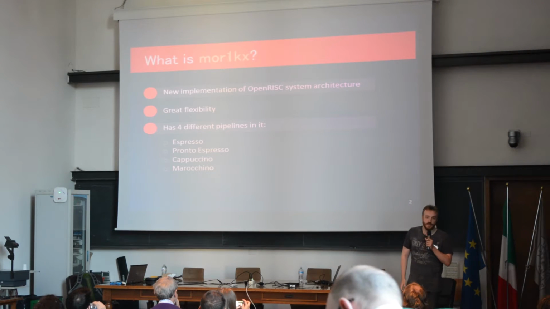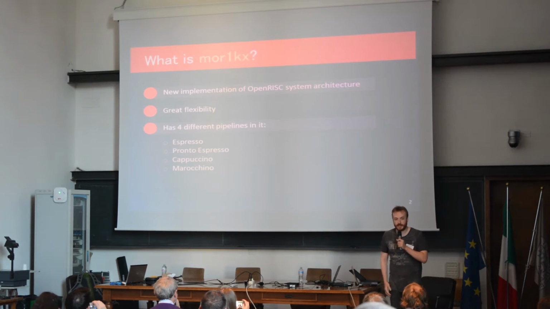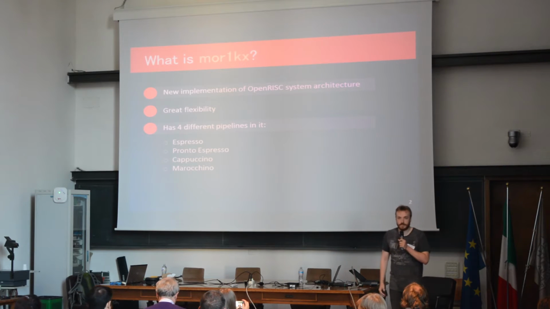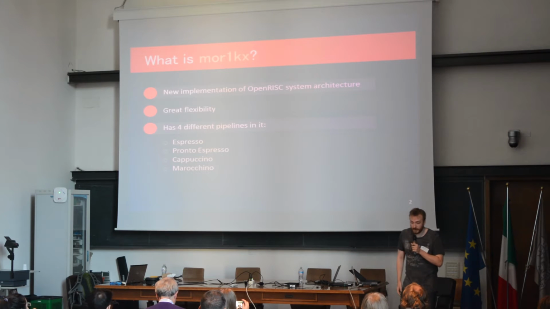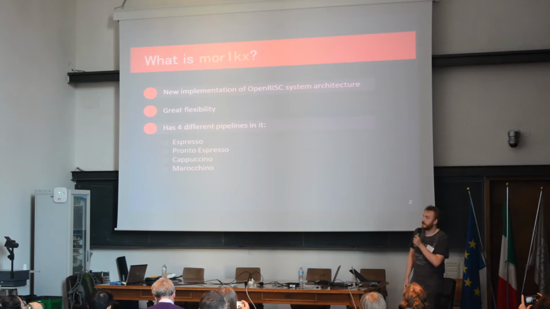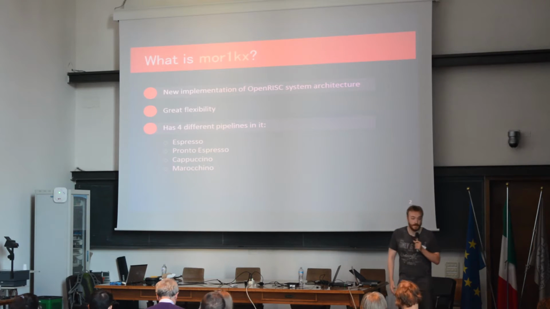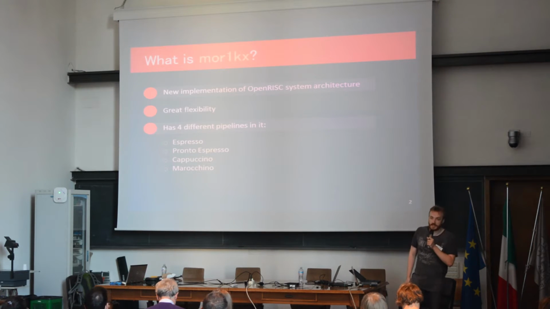We have an OpenRISC 1000 architecture document, and mor1kx is just another implementation of it. It was built to provide more flexibility to engineers who want to use it. For now, it has, I guess, 4 pipelines for different purposes: Espresso, Pronto Espresso, Cappuccino, and mor1kx. mor1kx is a special case.